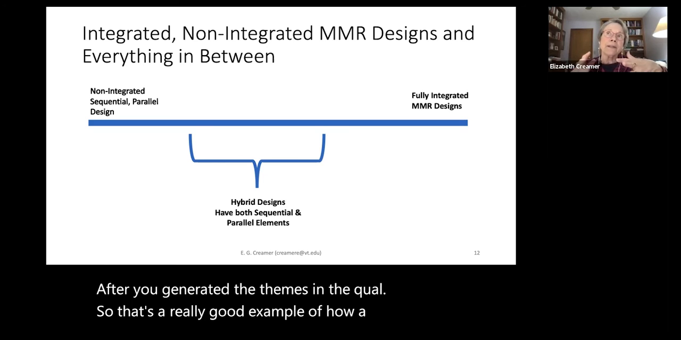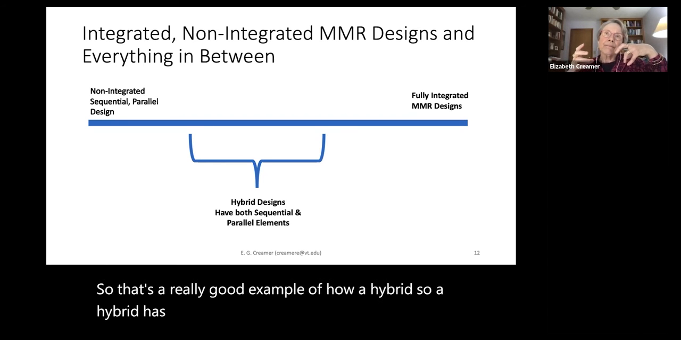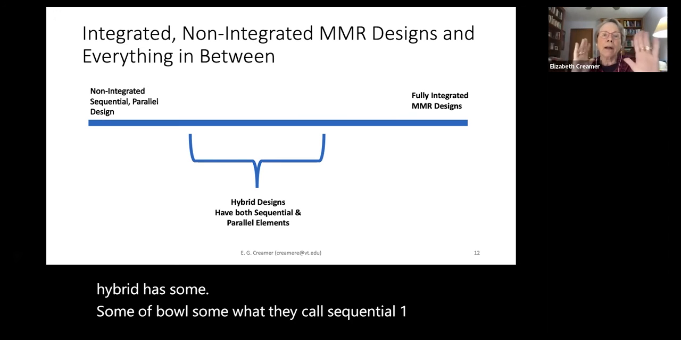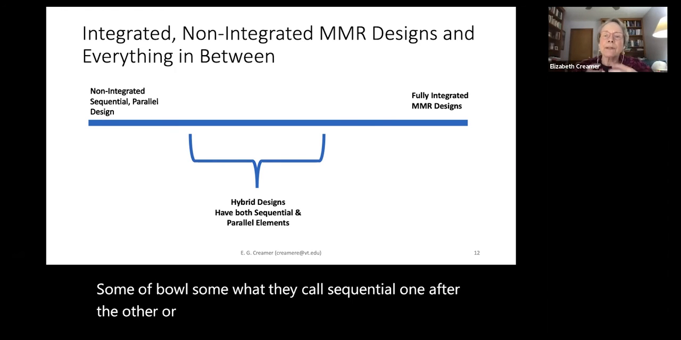So a hybrid has some of both, what they call sequential, one after the other, or parallel, and then it brings it together.